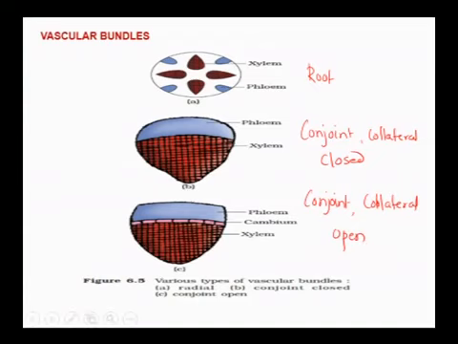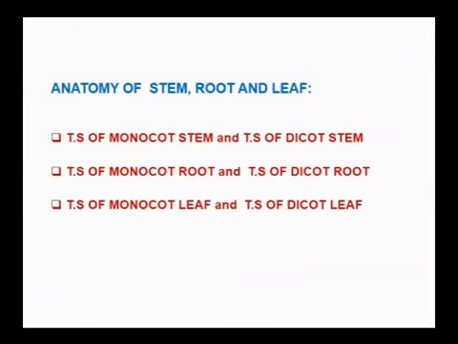So, root is having radial vascular bundles, monocot stem is having conjoint collateral closed vascular bundles, dicot stem is having conjoint collateral open vascular bundles. Let us begin with the different sections passing through root and stem.